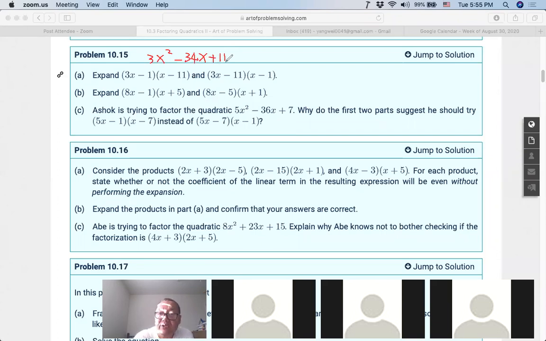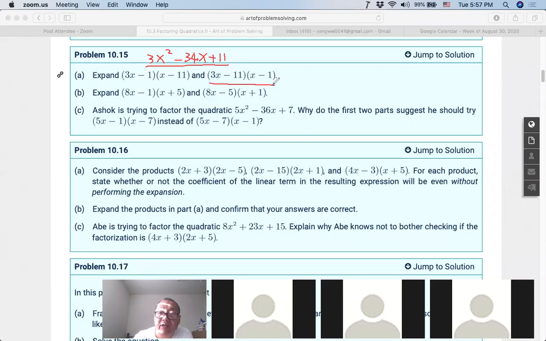Okay, Jasmine, you got it correct. Very good. Lily, you missed the middle term. And also the negative 1 should be times negative 11. Okay, this one's the correct answer.